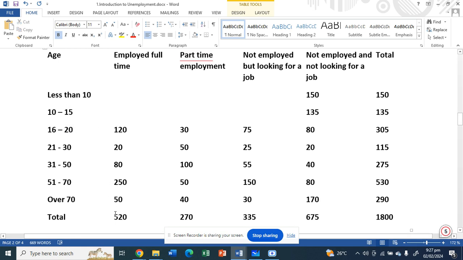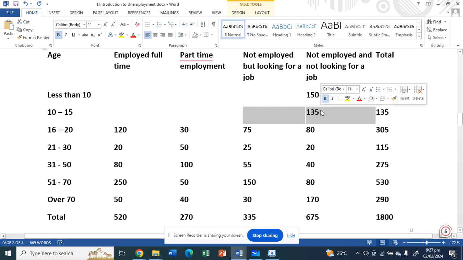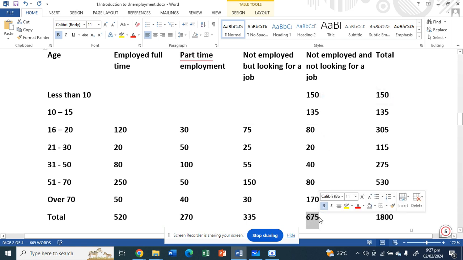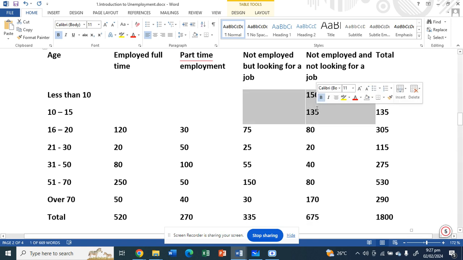So the number of adults who are fully employed, 520. Number of adults partly employed, 270. Number of adults who are not employed but looking for a job, 335. Now here, those who are not employed and not looking for a job, we shouldn't consider these 150 who are less than 10 years old. These are from 10 to 15 years old. We shouldn't include them, right? So we need to get this total 675 and deduct these two amounts.